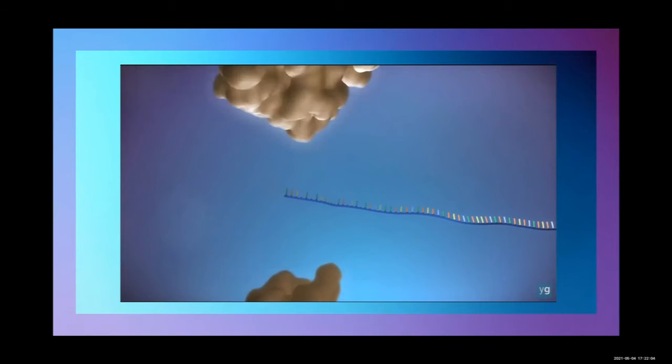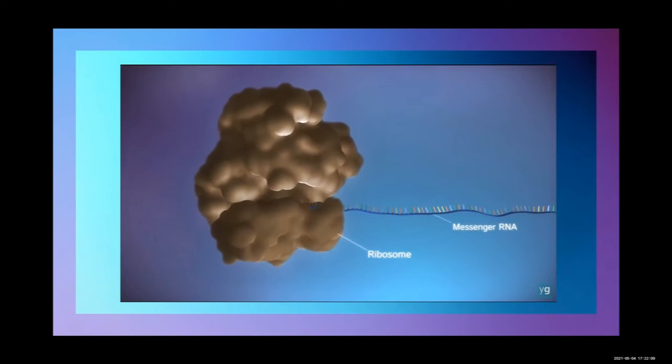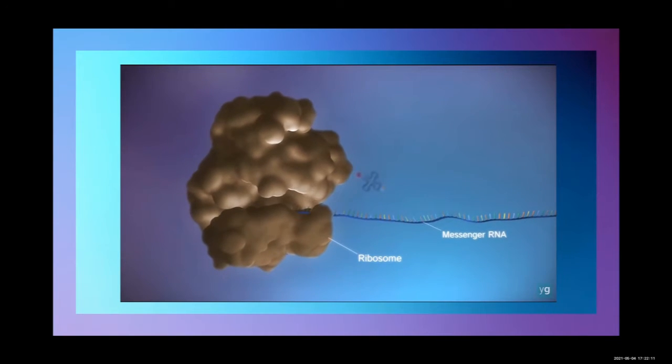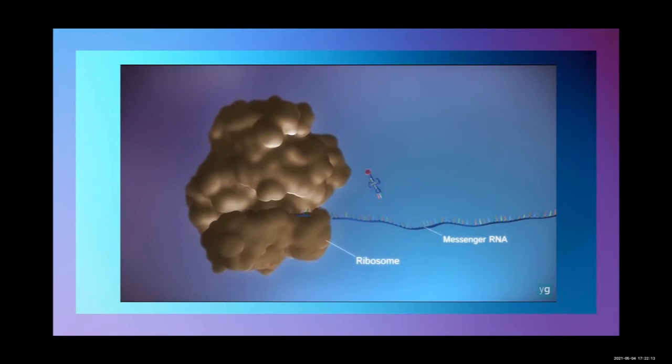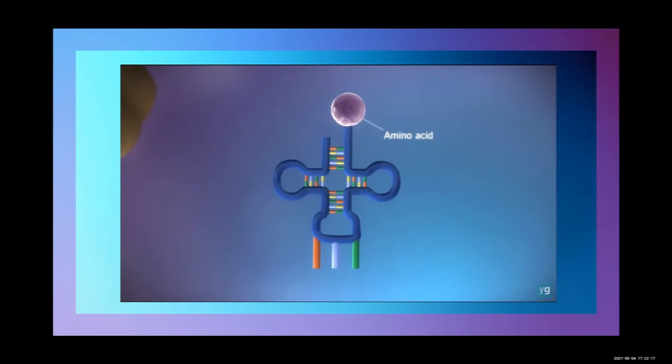Protein factories in the cytoplasm, called ribosomes, bind to the messenger RNA. The ribosome reads the code in the messenger RNA to produce a chain made up of amino acids. There are 20 different types of amino acid.